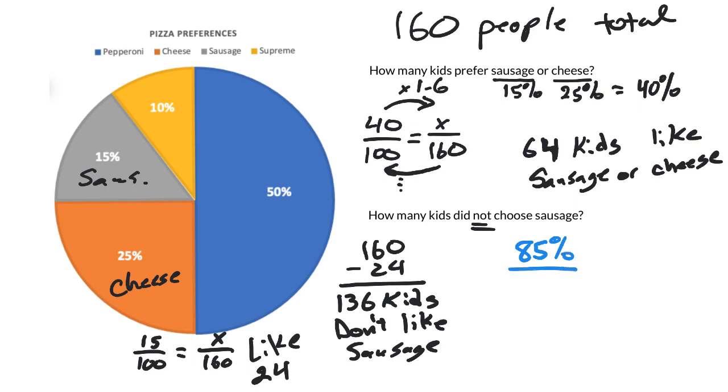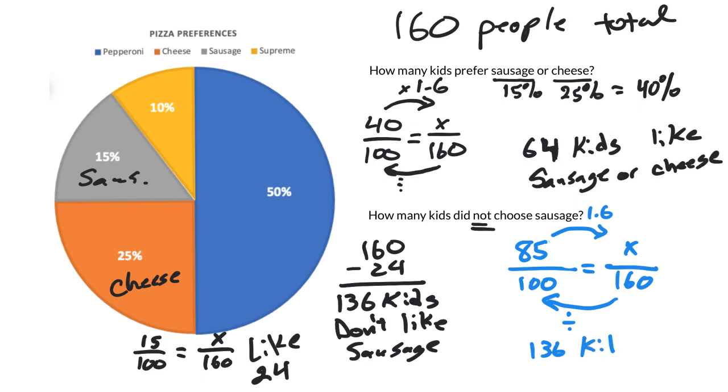Put the percent on the top, 85. That's out of 100 equals how many out of 160? You divide, you'll get that same connecting number of 1.6, and then you can multiply by 1.6 to get your answer, and you'll notice that you get the exact same answer as we did the other way. 136 kids still don't like sausage.